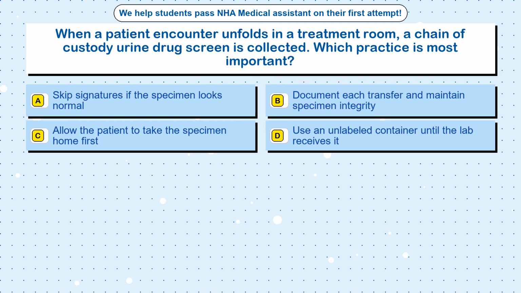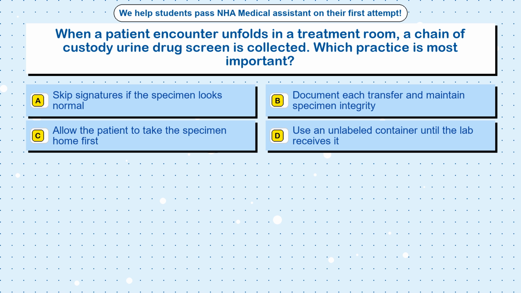Question 55. When a patient encounter unfolds in a treatment room, a chain of custody urine drug screen is collected. Which practice is most important? Option A, skip signatures if the specimen looks normal. Option B, document each transfer and maintain specimen integrity.